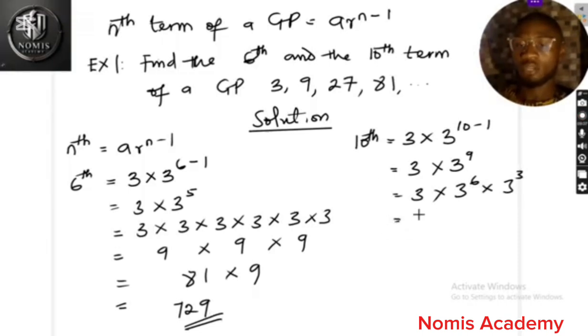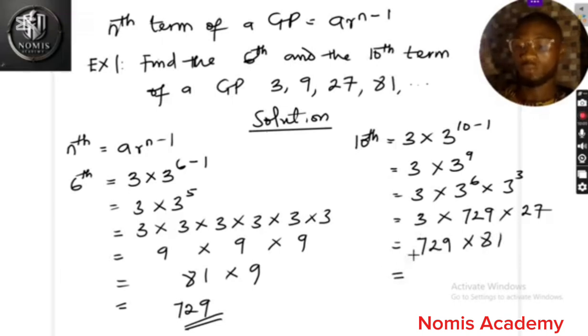So that will be 3 multiplied by 3 raised to the power of 6, which is actually 729, and 3 raised to the power of 3 is 27, because that is 3 times 3 times 3. 3 times 3 is 9, and 9 times 3 is 27. So I can say 27 times 3 is 81. So I now have 729 multiplied by 81.